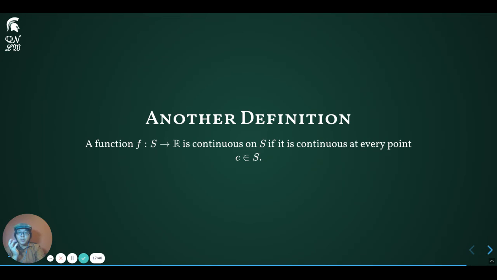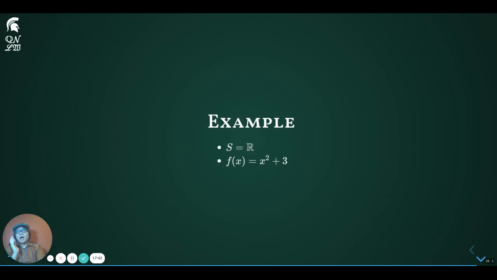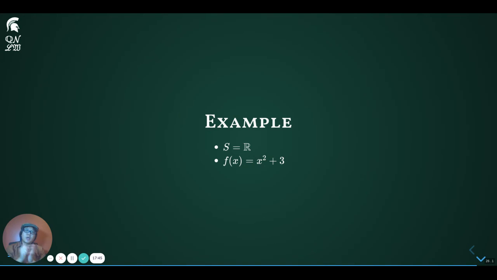This is pretty straightforward. However, it does add additional complications when you need to check that a function is continuous on a domain instead of just a point x. To illustrate this, let's think about the example where the set S is equal to the real numbers R, and we will consider the fairly simple function f of x equals x squared plus 3. We aim to show that this function is continuous on all of R.